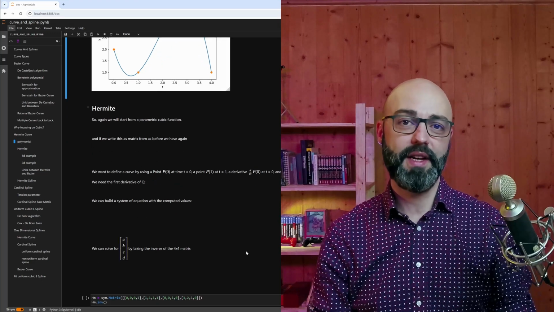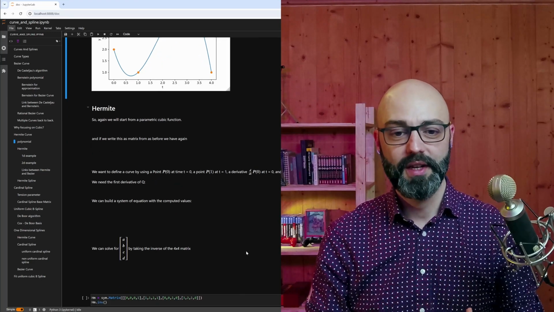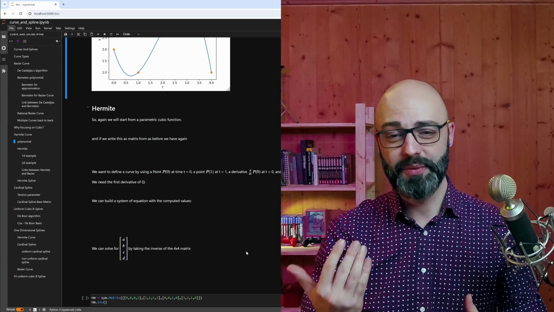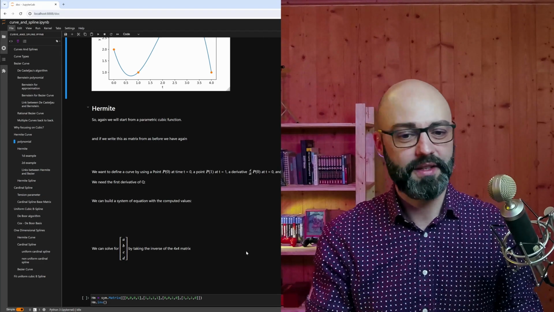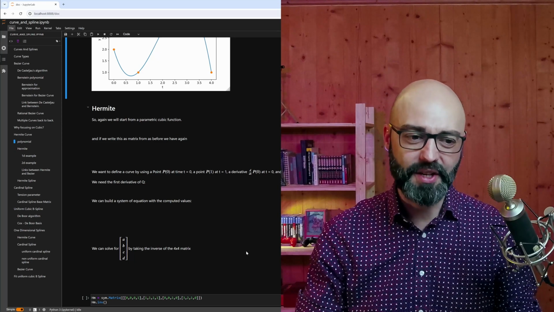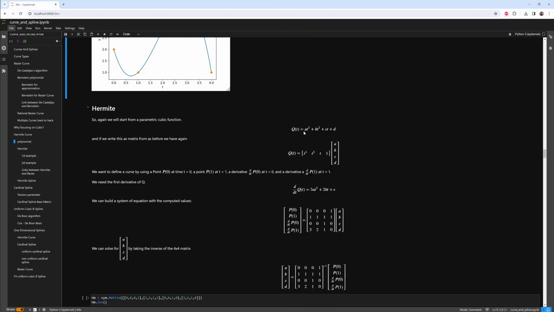And to start with the Hermite curve, what we will have to do is basically remember that we will be doing cubic Hermite curve again, same way. And so I'm starting from the cubic function again, so AT cubed plus BT squared plus CT plus D, and I will just rewrite this as a matrix form. So it's basically exactly the same thing, except that I've put it in a matrix form, but it's the same formula. Do not worry about this one.